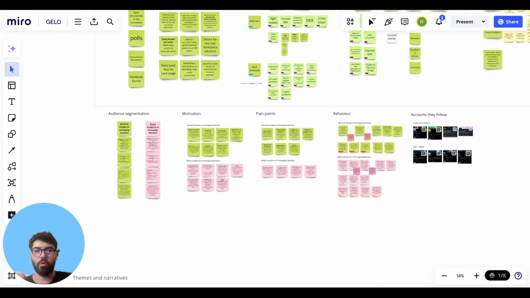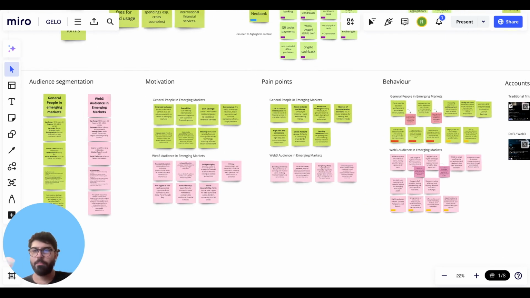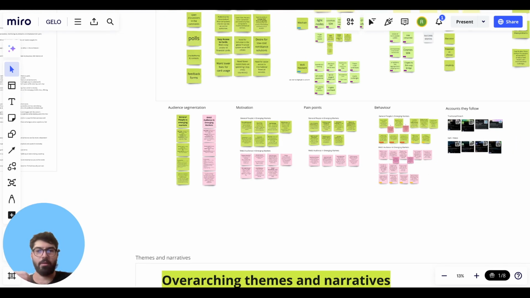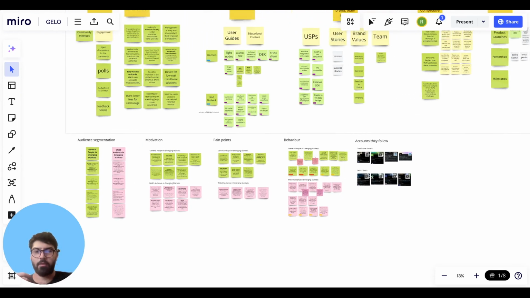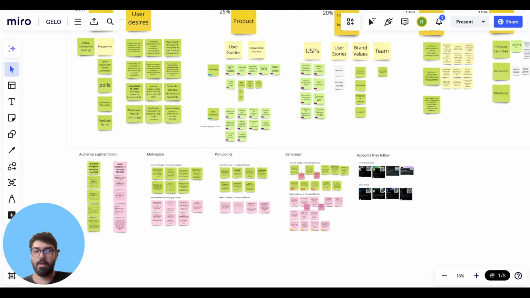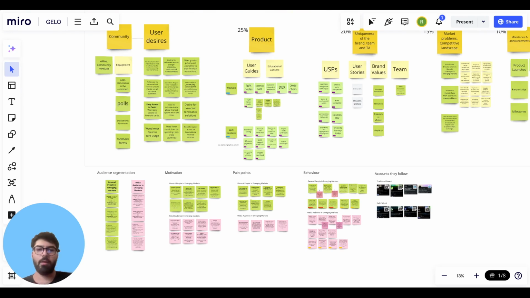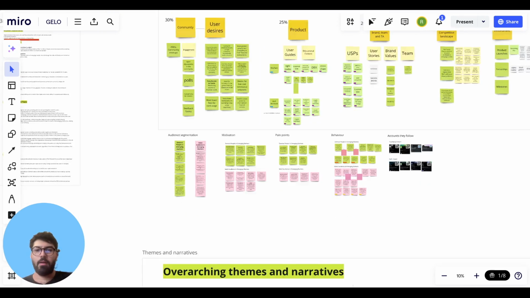Secondly, we move on to the audience. So again, we've segmented the audience up: demographics, motivations and desires, pain points, behaviors, and how they behave online is really important to understand, so we can create content that will resonate with them and fit into their workflow or lifestyle, so we're not making them move elsewhere.